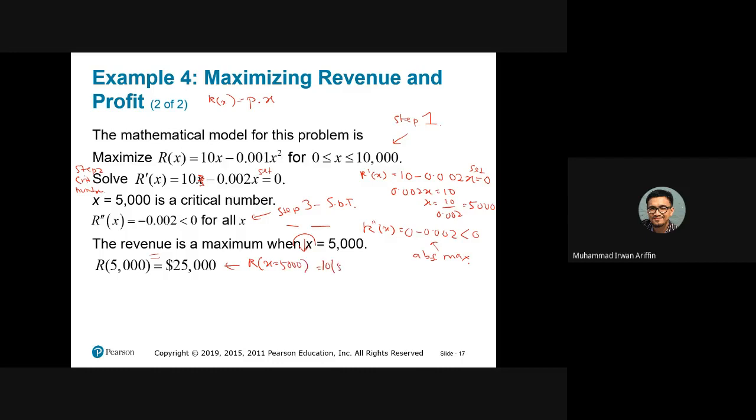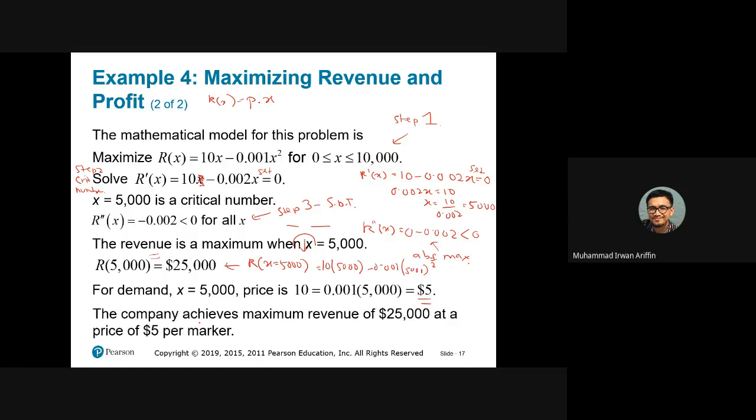So you get 10 multiplied with 5,000 minus 0.001 times 5,000 squared. So we get 25,000. And then when demand is 5,000, the price would be $5. How do we get this? You replace this into the original price demand equation. So you should be able to get all these, which would be the answers to the question posed in the problem.